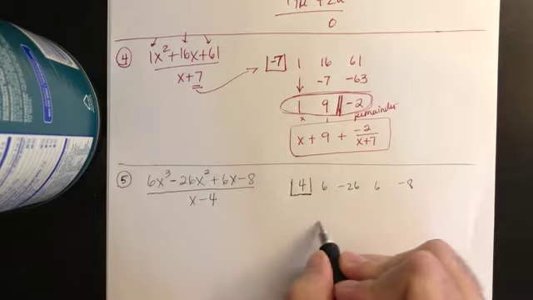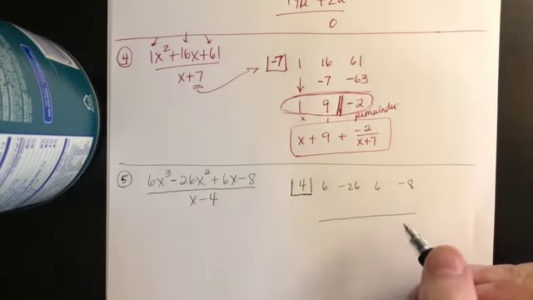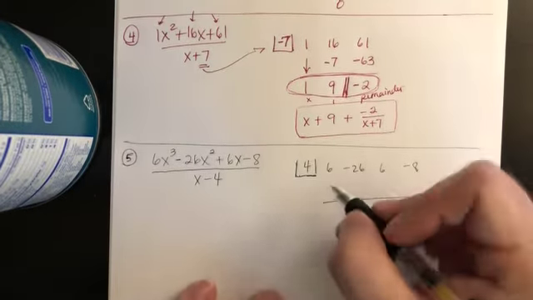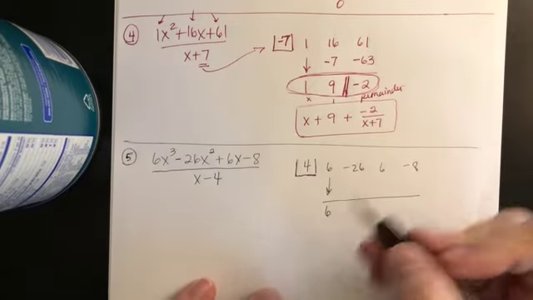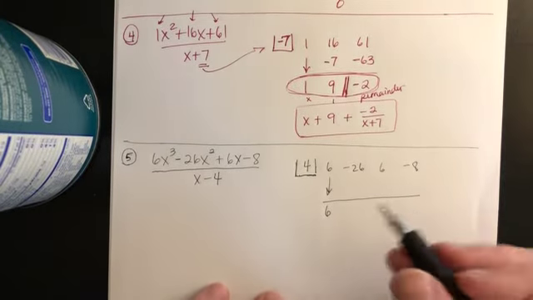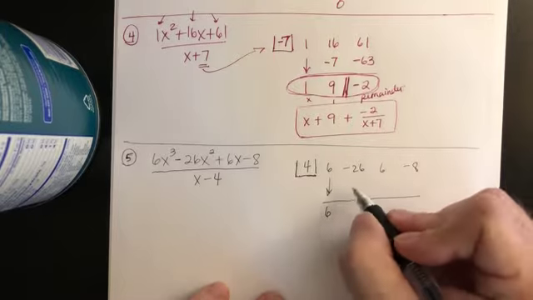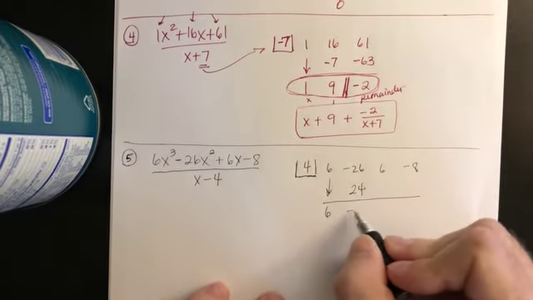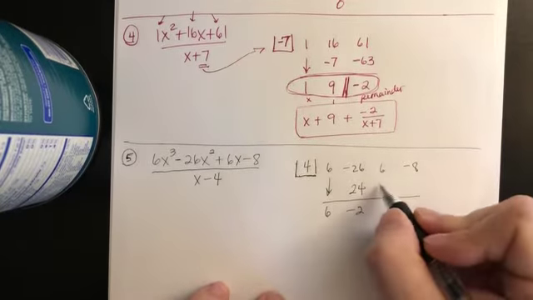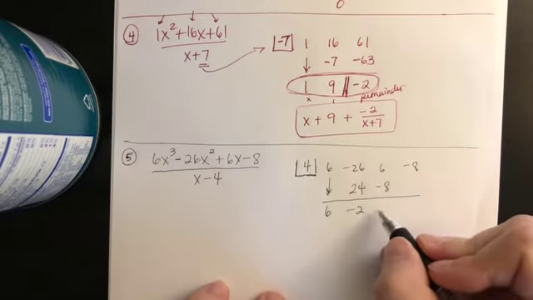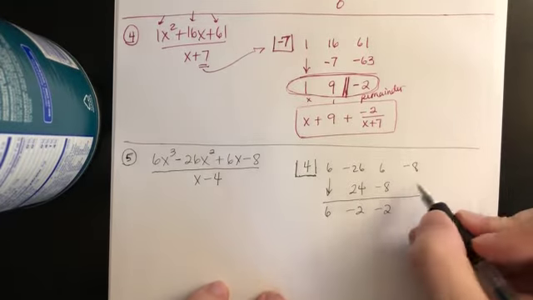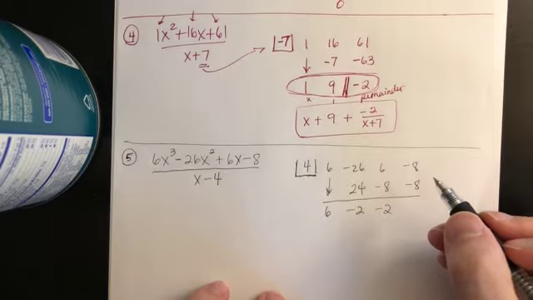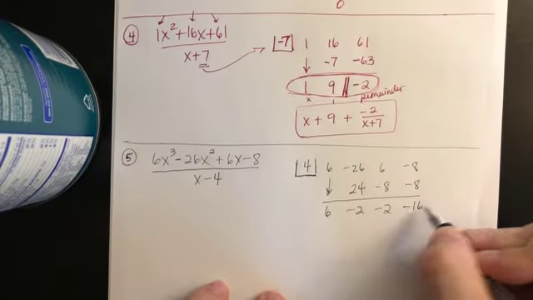And yes, you need the negatives. You just don't need the letters. That's all. All right, so bring down the first one. That's what we do with it, no matter what it is. And then we multiply. And then we combine. That gives me negative 2. And then we multiply, getting negative 8. And we combine, also negative 2. We multiply, negative 8. Combine, and it's negative 16.